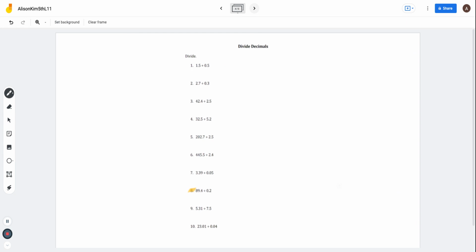Now we're going to be dividing decimals. So this is just regular division, just with decimals. So let's do number 8 together. We have 89.4 divided by 0.2. So 0.2 goes on the outside, 89.4 goes on the inside.